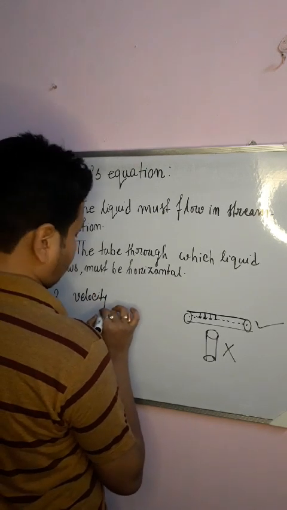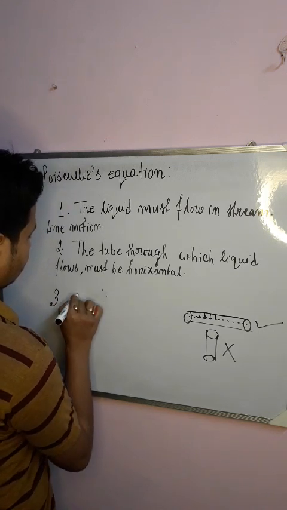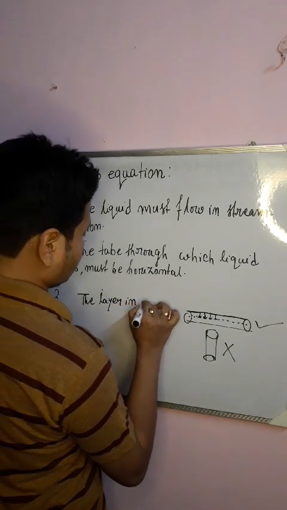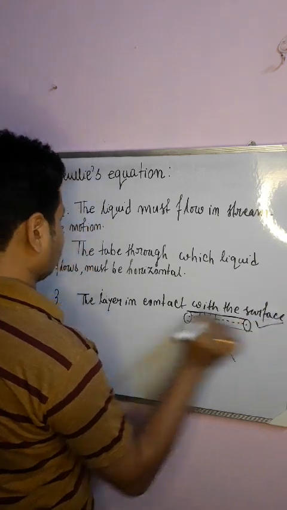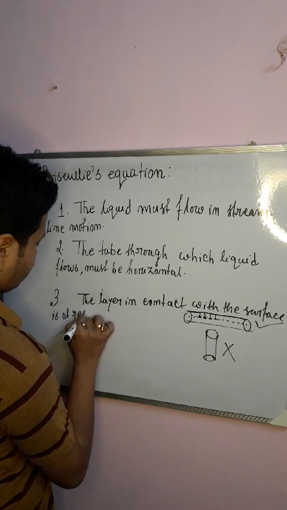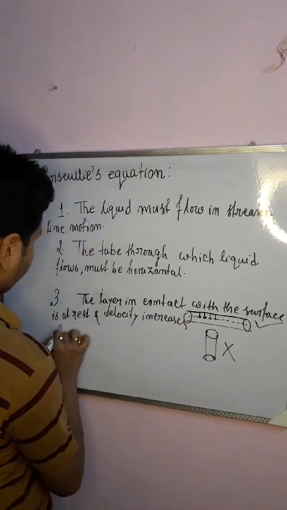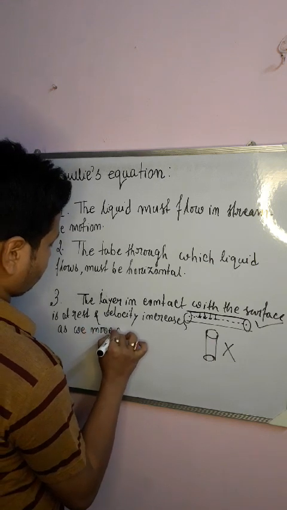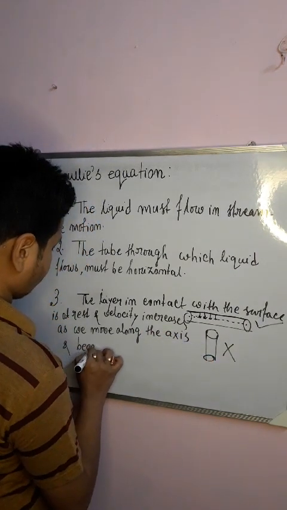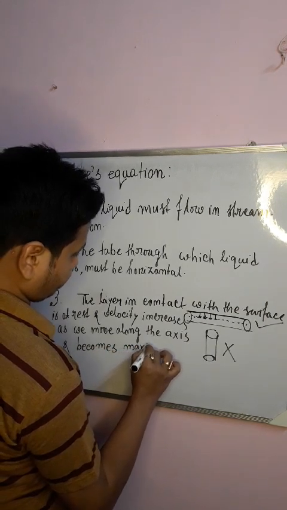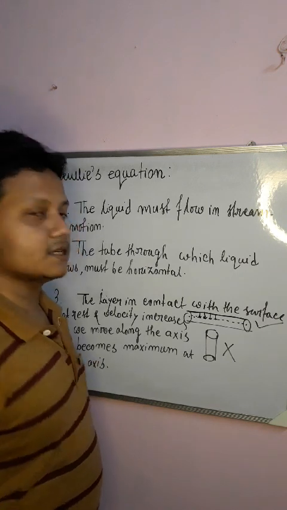Or you can say the layer in contact with the surface is at rest, and the velocity increases as we move along the axis and becomes maximum at the axis. So these are the few assumptions.